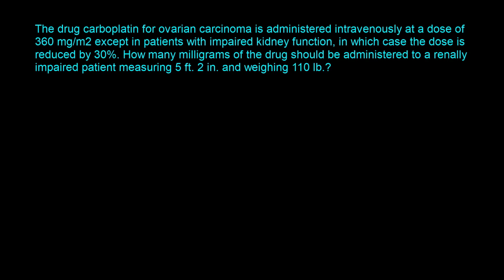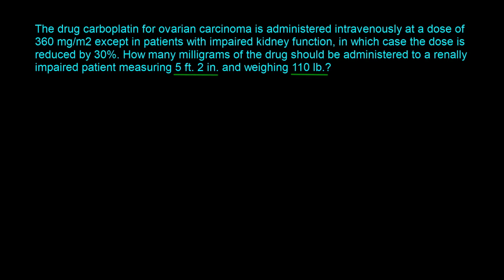So let's analyze this question. We have a normalized dose of 360 milligrams per meter squared, but this patient has impaired kidney function, and so the dose is reduced by 30%. So we need to account for that as we solve this particular question. But because it's normalized to meter squared, which is body surface area, we need BSA or body surface area information. And since that is not given to us directly, we make use of the patient information. We have weight of 110 pounds and height of 5 feet 2 inches.